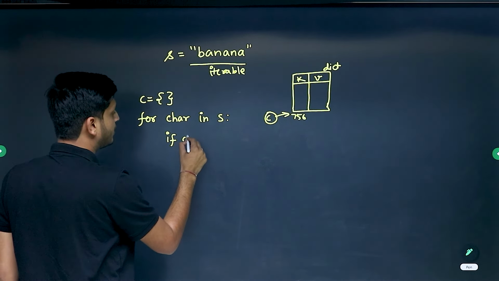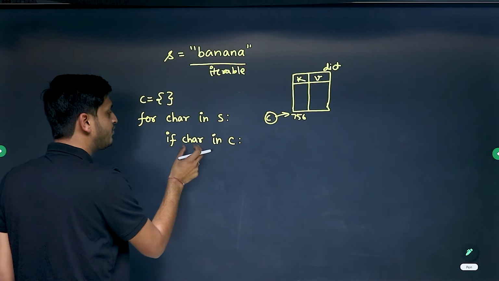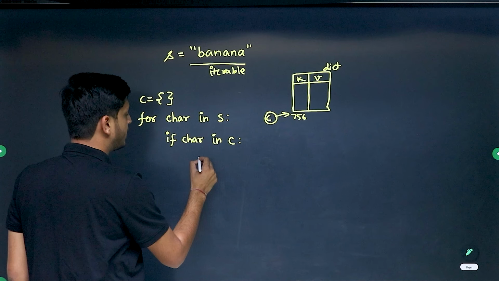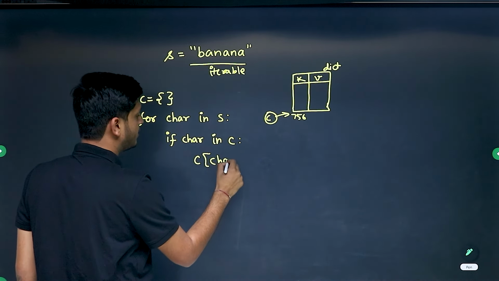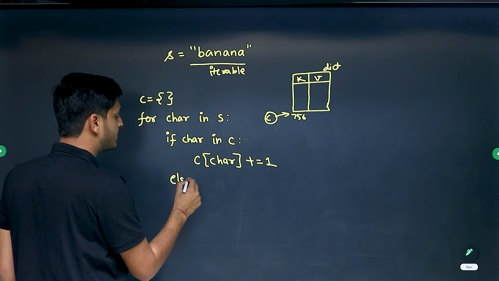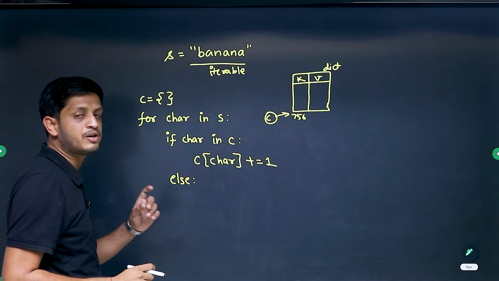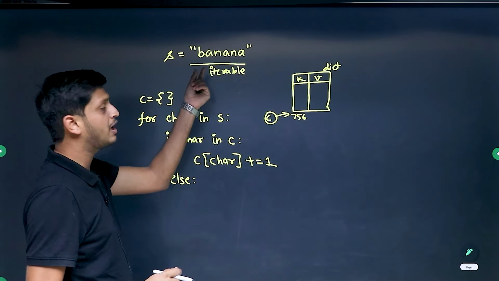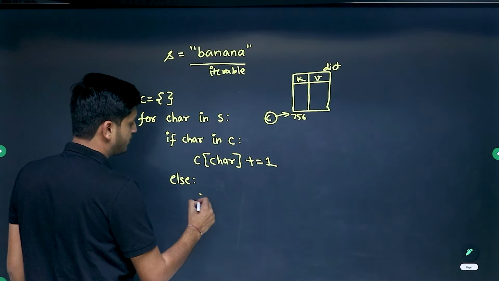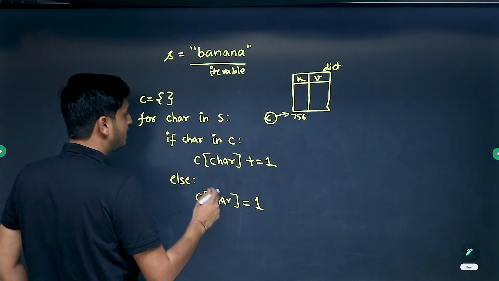If char in C, which means that if this character is present as a key in the dictionary, then I can increment the count directly. Then I can say C of char plus equal to 1. Otherwise, if the character is not present, then we will have to add it. Then we will have to add the count as 1 because previously it was not present. But now we encountered it once. It means that I have to initialize it with 1. So I will have to say C of char is equal to 1.